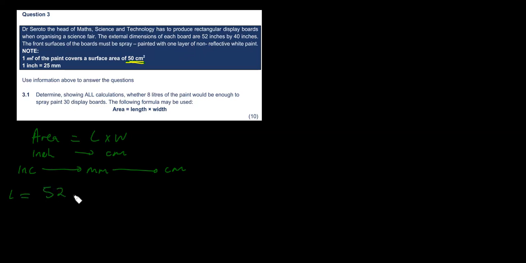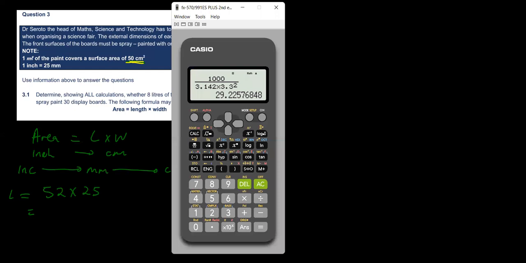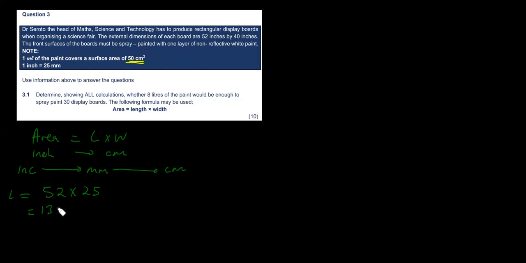Length is 52. How do we get from inches to millimeters? We multiply by 25. Then what do we get as our length? Our length will be 52 times 25, and we have 1,300. Don't forget that we are in millimeters here. Then from millimeters to centimeters, that's going to be 1,300 divided by 10, which gets 130 centimeters. So we have our length done.